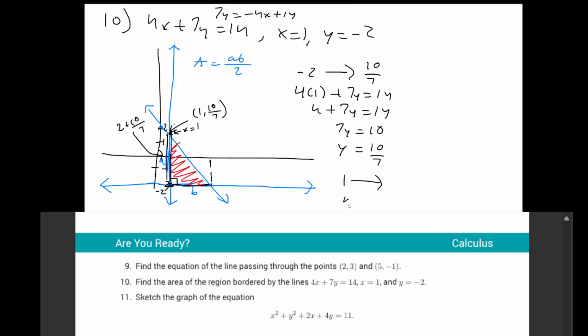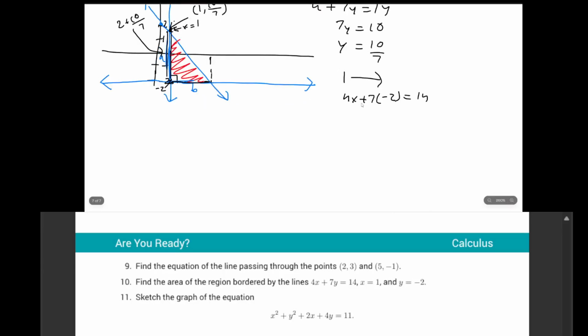So we do 4x plus 7 times negative 2 equals 14. Then we get 4x minus 14 equals 14, 4x equals 28, x equals 7. So the distance from 1 to 7 is, of course, 6. So this will be 6.